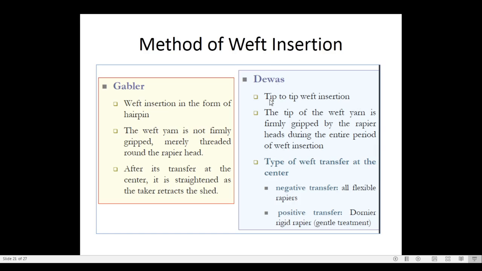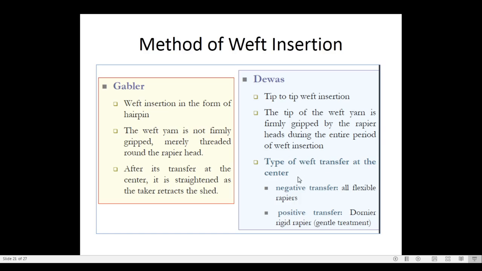So again in the tip to tip transfer we can see a classification by type of weft transfer at the center. Here the weft transfer takes place at the center, the left hand takes the weft and gives it to the right hand, and the right hand carries the weft completely out of the right hand selvage. The successful completion of taking the weft from the picking side to the receiving side is called weft transfer. So weft transfer is proper in Devas.